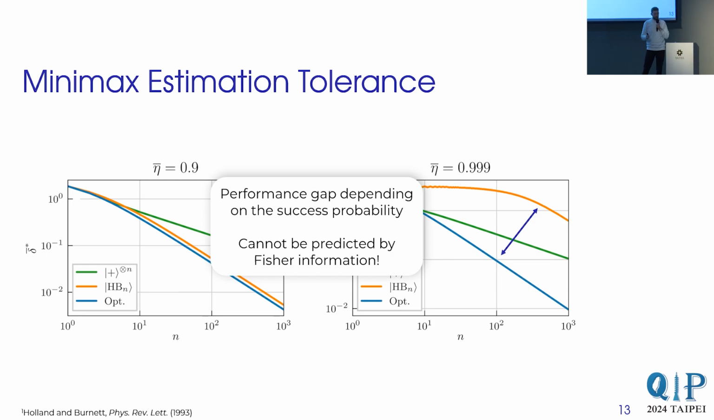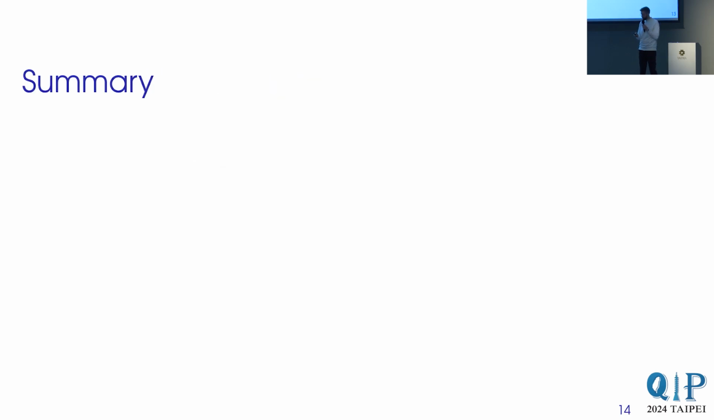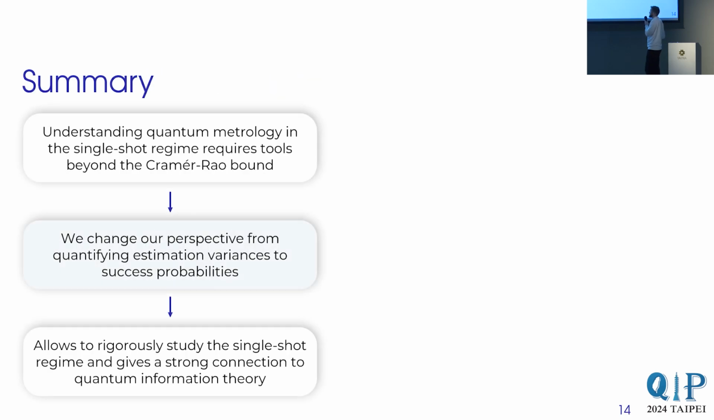It has very high Fisher information, but it can still perform very poorly if you have a desire for a high success probability. And this is something which shows that there is a gap between this finite sample theory and the asymptotic theory of quantum metrology. Okay, so now as a summary of the talk.